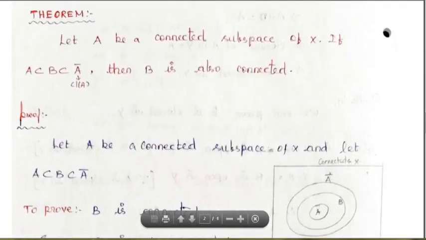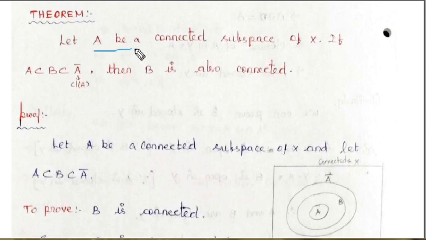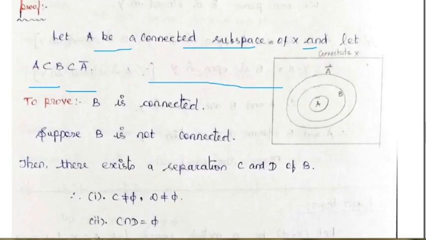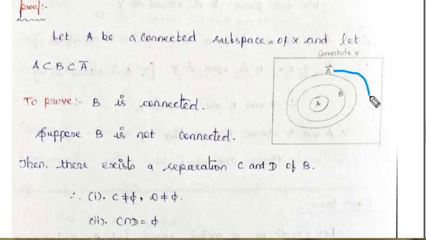The theorem: let A be a connected subspace of X. If A is a subset of B, which is a subset of the closure of A, then B is also a connected space. See in this figure, X is a connected space. A is a connected subspace. We want to prove this B is also a connected subspace.